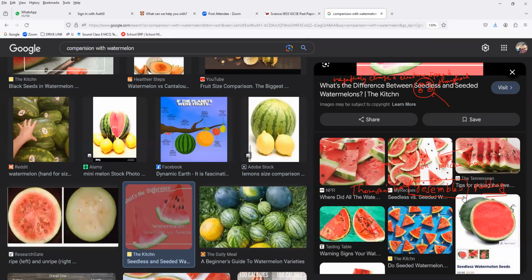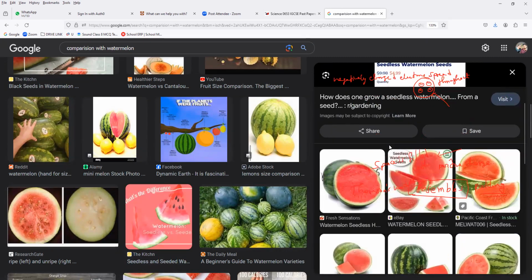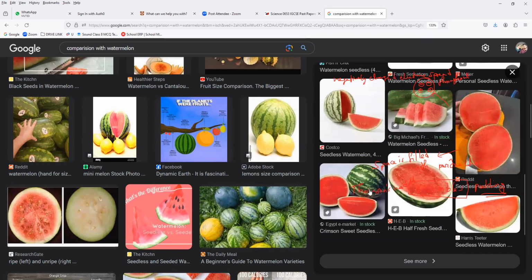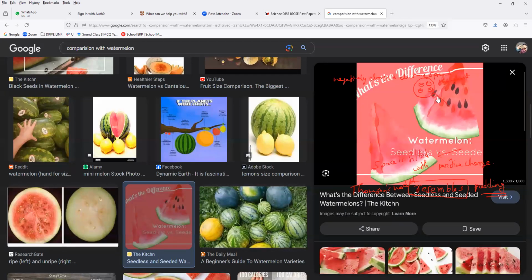So the red edible part is considered positive charge, and the seeds which are arranged in it are considered what? Negative charge, negatively charged. So write that point: he also compared the atom. Next, second point, comparison with the watermelon. I hope you all understand.